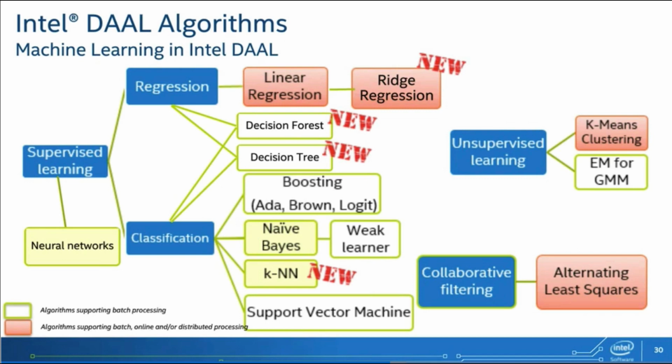So here's some new aspects, again, mapped according to batch processing and batch, online, and or distributed processing. New additions are ridge regression, decision forest, decision tree, and KNN. Besides that, it's really worth your while to check and see what other algorithms we have in the case of regression, supervised learning, classification, unsupervised learning, and collaborative filtering.